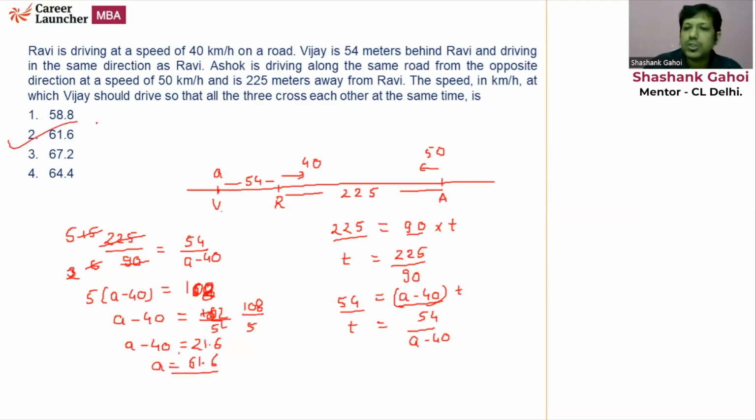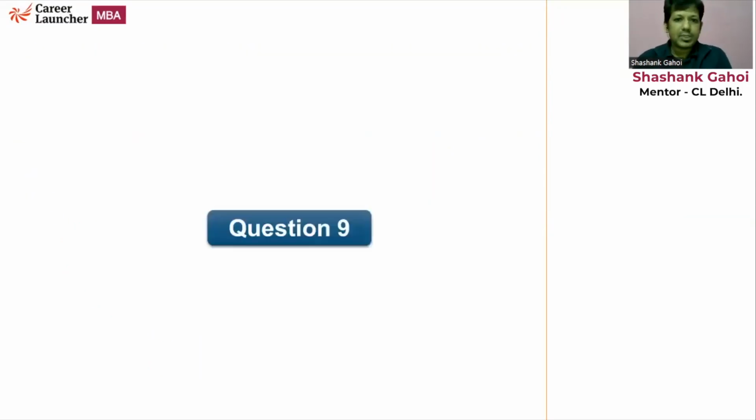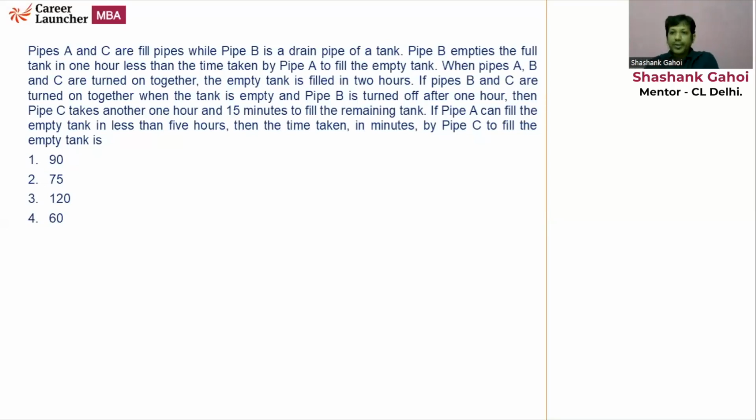That is option 2. Let's start this question. This question number 9. Question number 9 is actually a very difficult one. I think this is one of the most difficult questions I have seen of time and work. Okay. Now pipe A and C are filled. B is empty pipe. Okay. So A is filling.